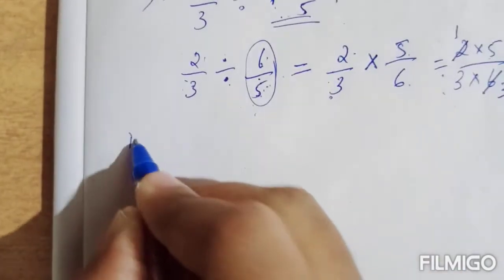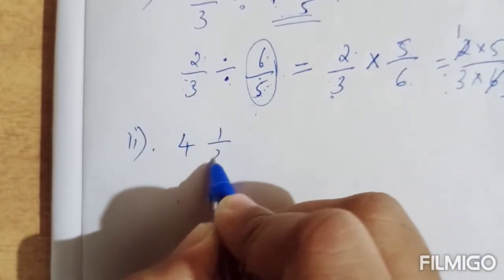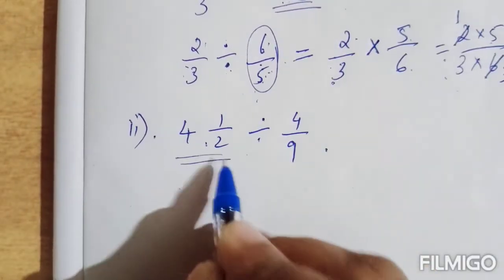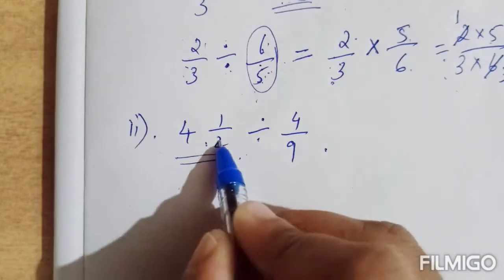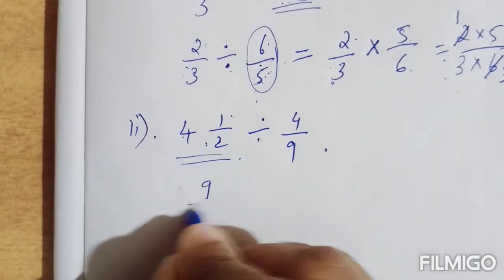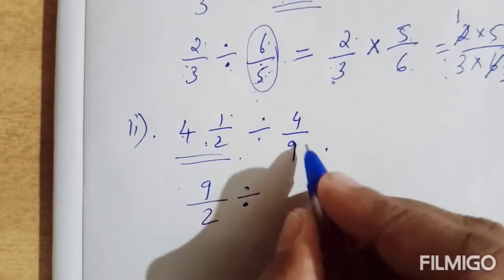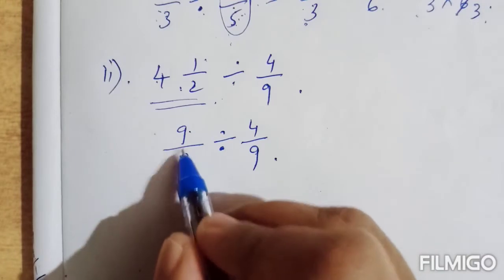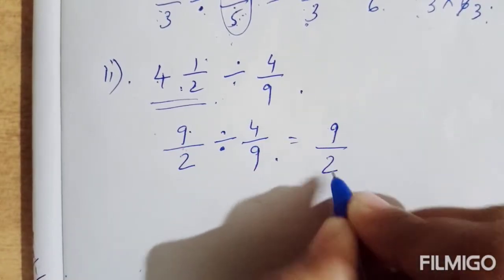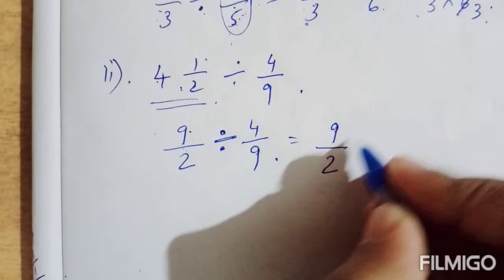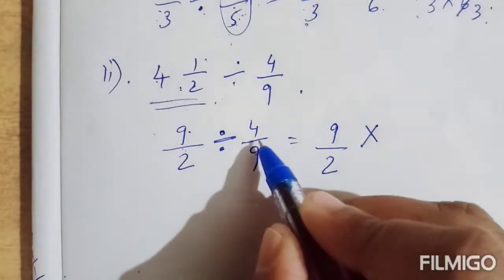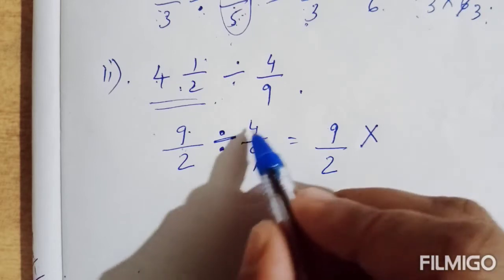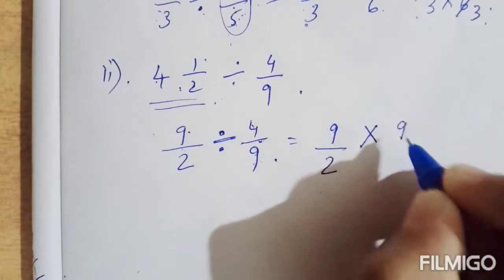Okay. Second one, 4 1 by 2 divided by 4 by 9. So 4 1 by 2, let us convert this to improper fraction. 2 into 4 is 8, 8 plus 1 is 9 by 2 divided by 4 by 9. So dividend or first fraction you can write that itself, 9 by 2. Division sign, change that to multiplication sign. Take the reciprocal of the next fraction or the divisor. That 4 by 9 will be 9 by 4.